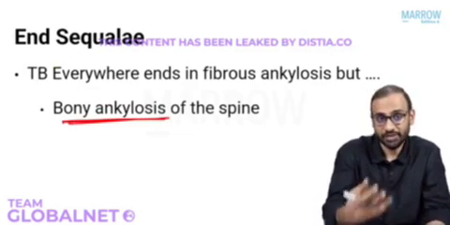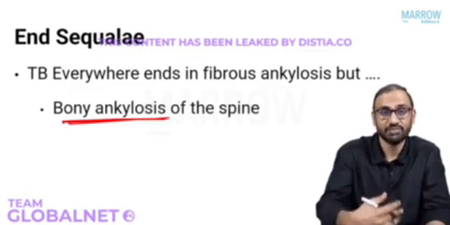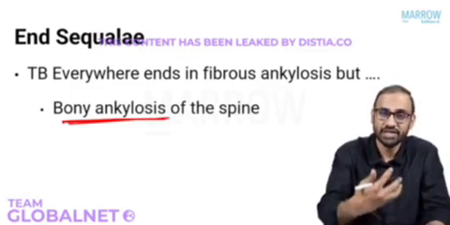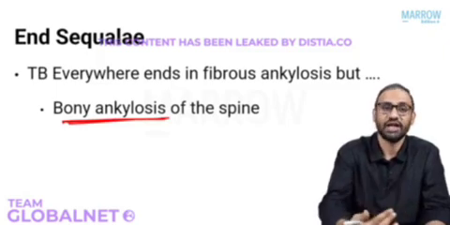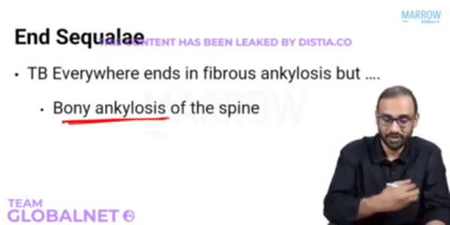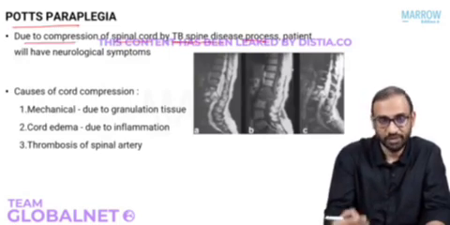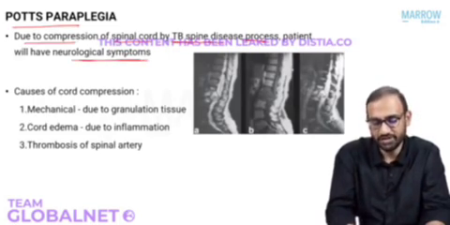Now, over time, this Pott's spine will manifest as Pott's paraplegia, because the granulation tissue will start to compress the spinal cord, and that is when you will have your neurological symptoms. So what is Pott's paraplegia? It's due to the compression of the spinal cord by TB spine disease process. Patient will have neurological symptoms.